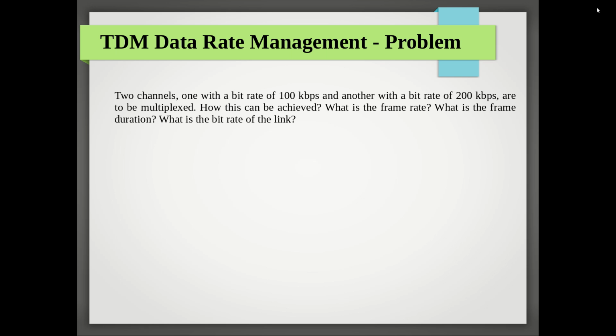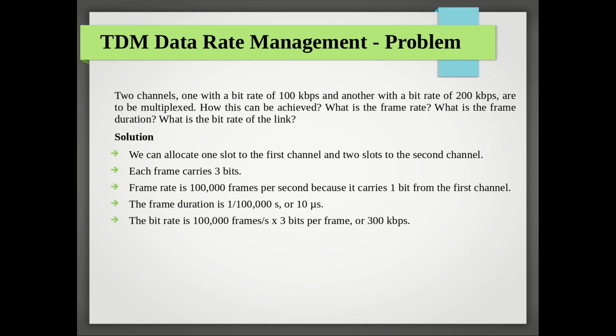So first you calculate the frame rate, then take the inverse, and that will give you the frame duration. And what is the bit rate of the outgoing link? Suppose we got x frames per second; to convert that to bit rate, simply multiply the frame rate by the number of bits per frame. We have already seen similar questions, but now it involves different data rates, that's the only difference. So we allocate one slot for the first channel and 2 slots for the second channel, so that multi-slot allocation equalizes the data rate of the input lines.